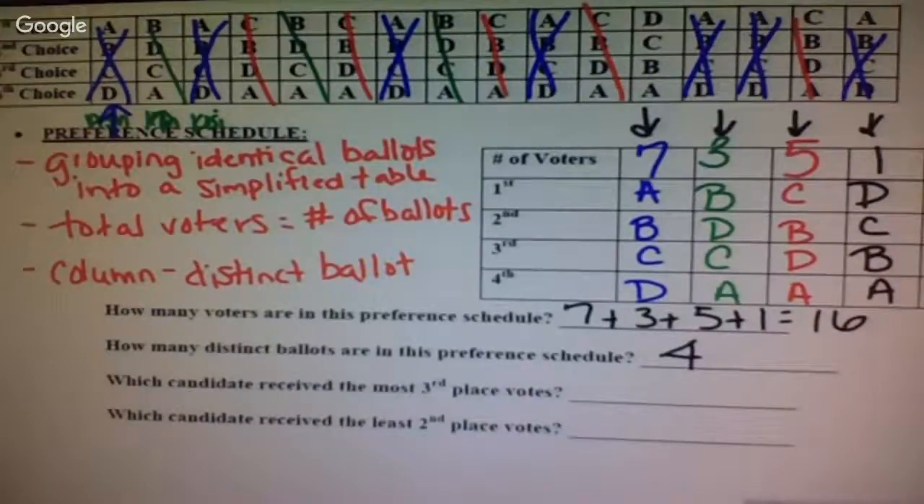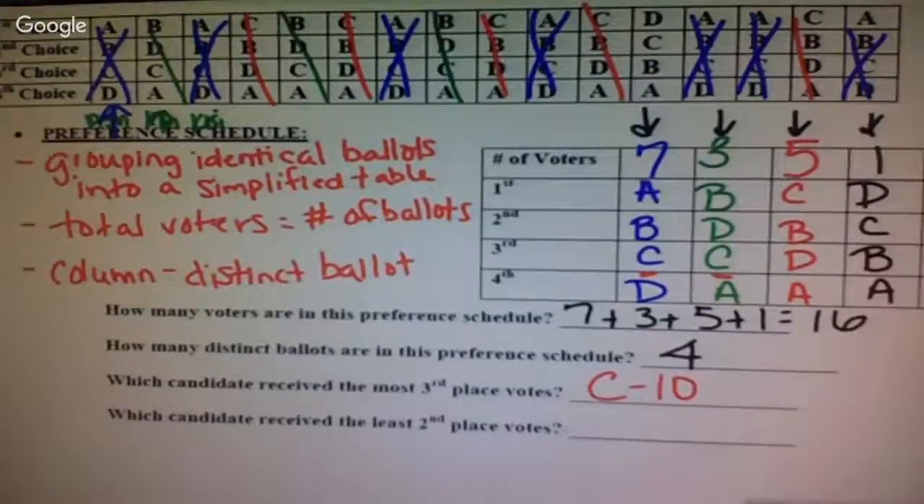Which candidate received the most third place votes? C. How many votes do they have for third place? No. Think about the numbers that you put at the top. Okay, so C came in third here and here. So that's 7 and 3. So C has 10 votes for third place.